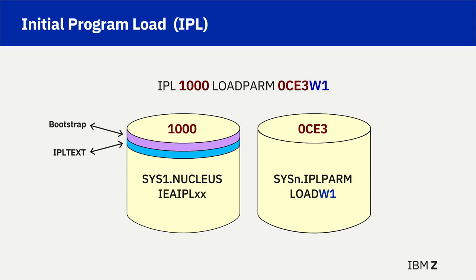If SYS0.IPLPARM is found, then it is searched for a dataset member called LOADW1. If SYS0.IPLPARM does not exist, then the search is for SYS1.IPLPARM, etc.